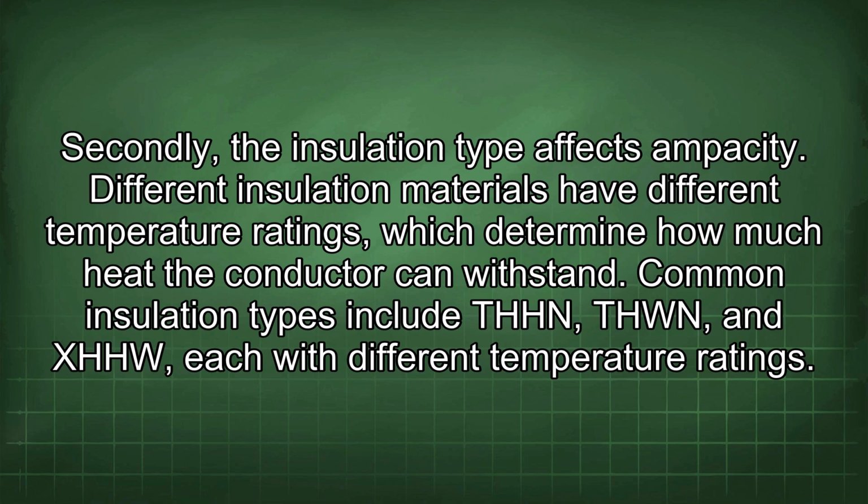Secondly, the insulation type affects ampacity. Different insulation materials have different temperature ratings, which determine how much heat the conductor can withstand. Common insulation types include THHN, THWN, and XHHW, each with different temperature ratings.